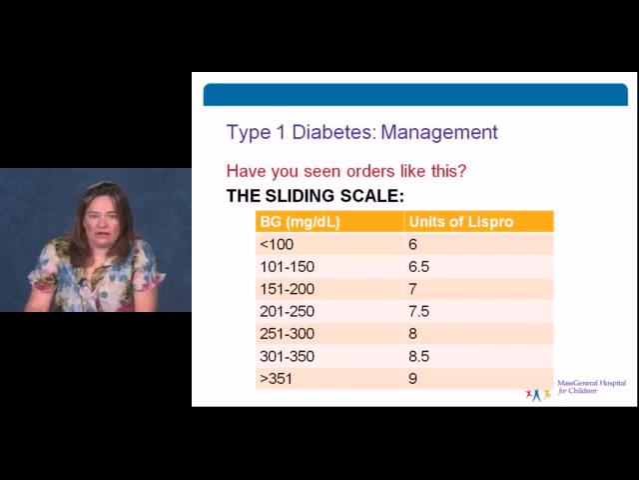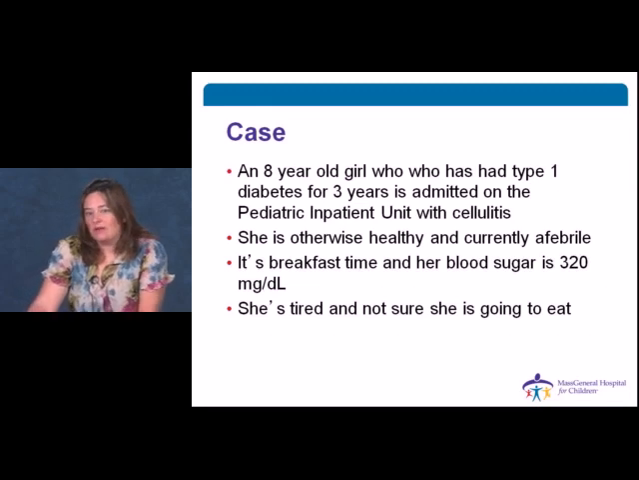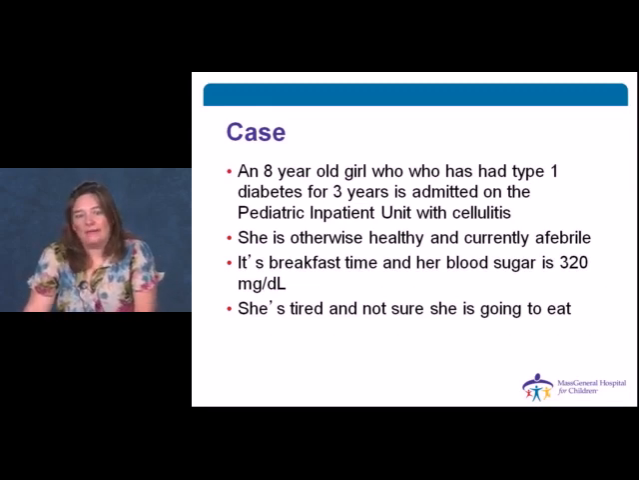I think the danger of this is best shown by looking at a quick example. So in this example, an 8-year-old girl with type 1 diabetes for 3 years is admitted on the inpatient unit with cellulitis. She's afebrile and otherwise healthy, and it's breakfast time and her blood sugar is 320. She's tired, and when the nurse comes by to check her blood sugar and give her insulin for her pre-breakfast, she says she's not really sure if she's going to eat.